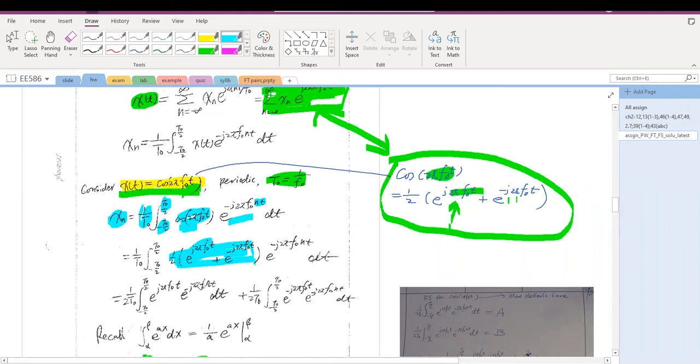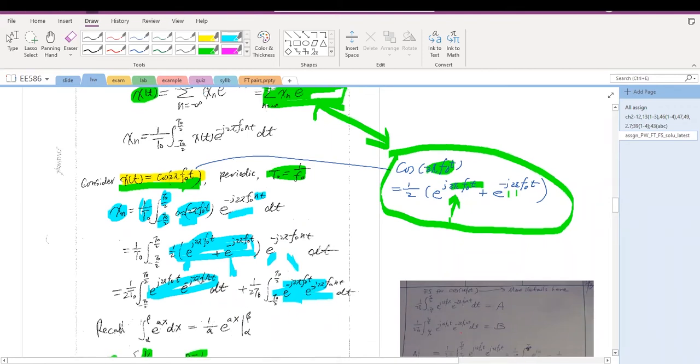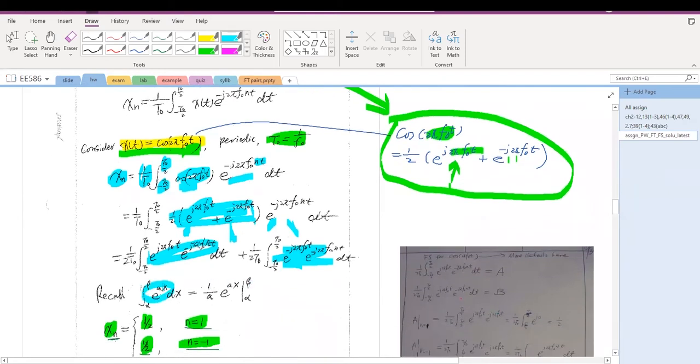Break this bracket up as first term, this term multiplied by this term, and this term multiplied by this term. Okay, so two terms. Now we're going to use this formula, e to the power ax. We want to do integral on that. That equals 1 over a e to the power ax. You take the definite integral.